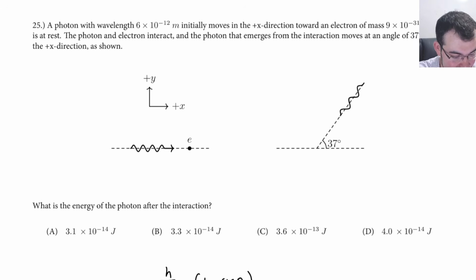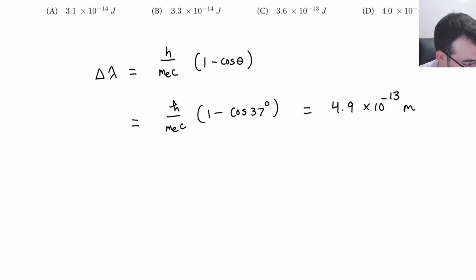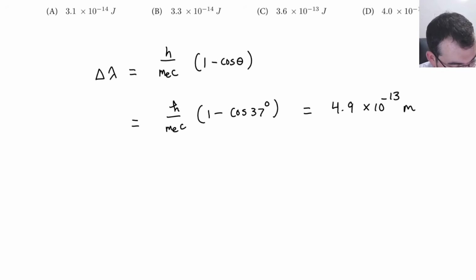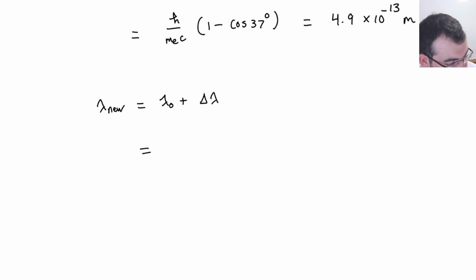What we want is the energy of the photon after the interaction. So this is just the change in wavelength. We were given the original wavelength. So we know that longer wavelengths is lower energy. So the new wavelength is the old wavelength plus the delta lambda. Because if your wavelength increases, your energy must have decreased, right? Because energy was sort of lost or transferred in this collision.